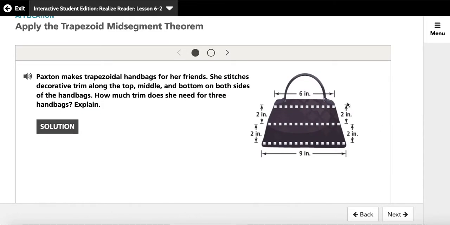All right, I can already see it. Because that's 2 and that's 2, and that's 2 and that's 2, I know this is the mid-segment. So I know this is the average of those two. 9 plus 6 is 15. Half of 15 is 7.5. I haven't even read the question yet.